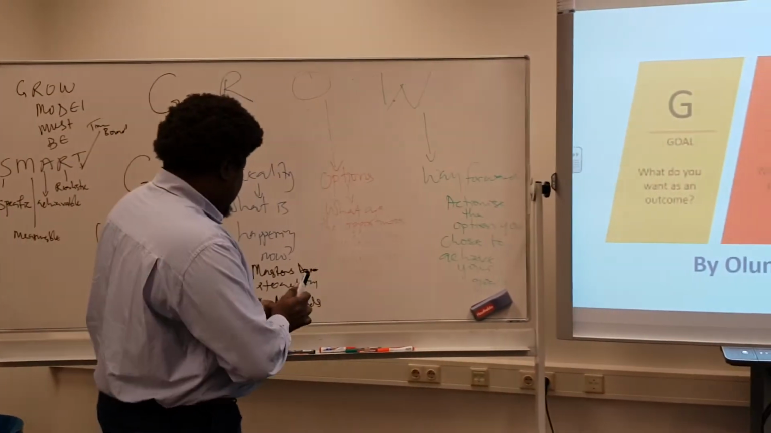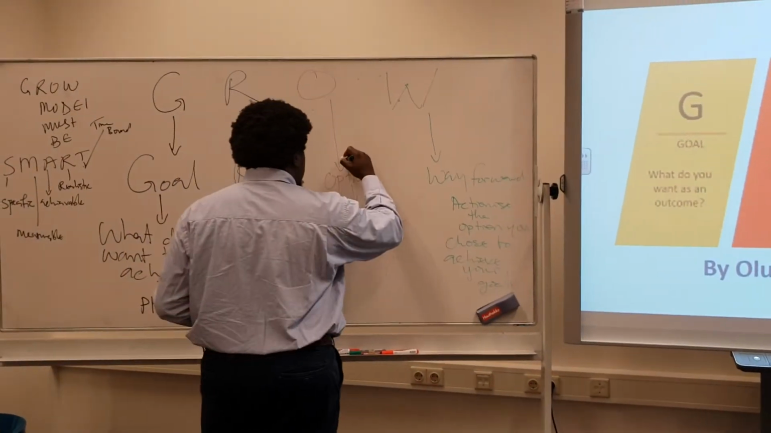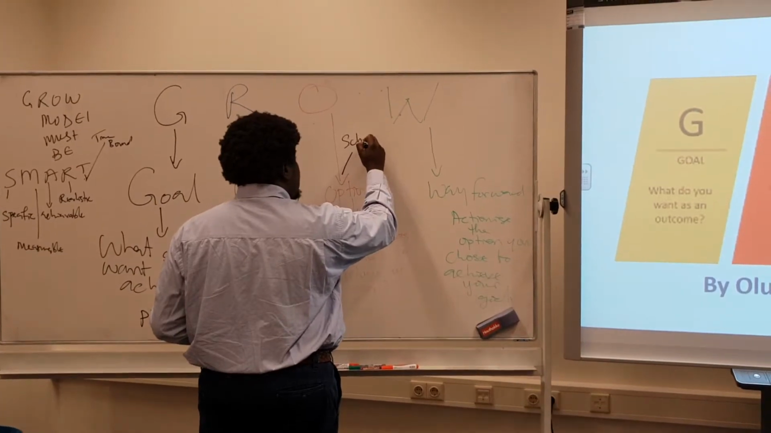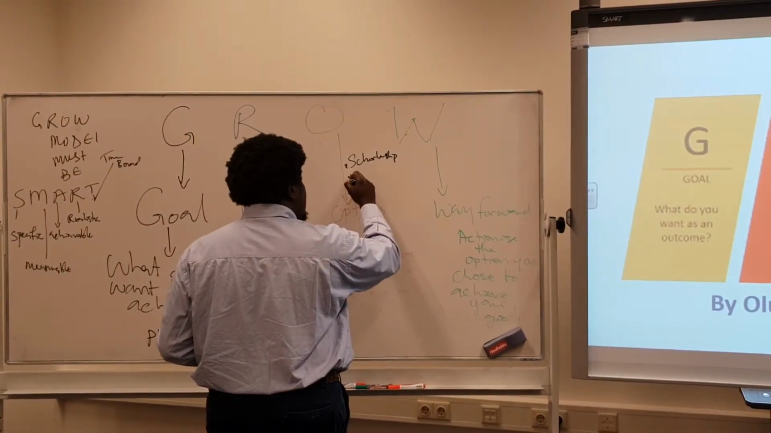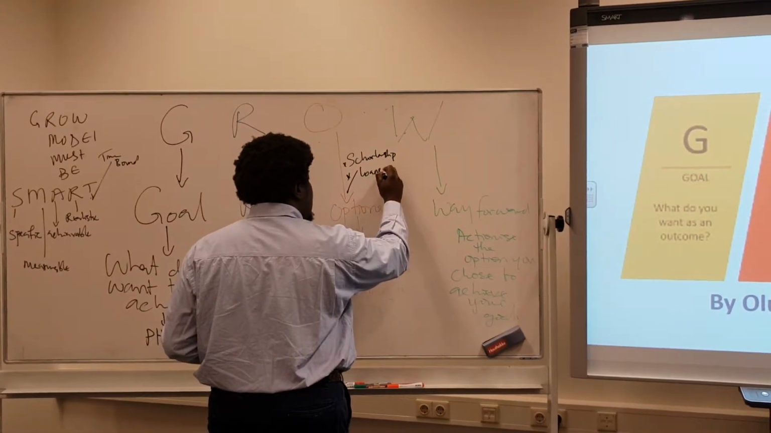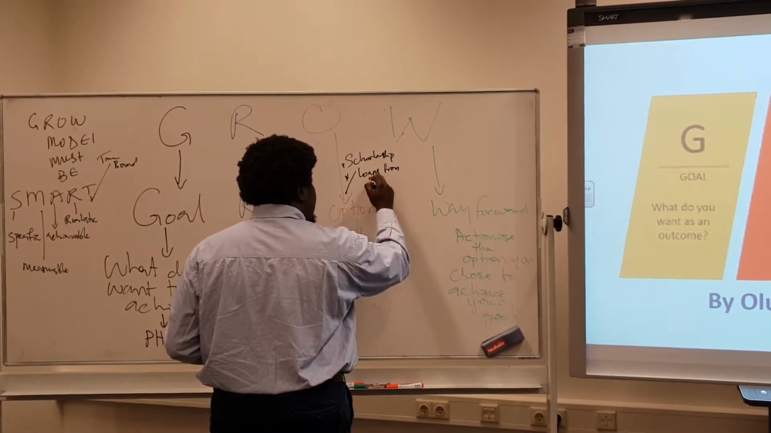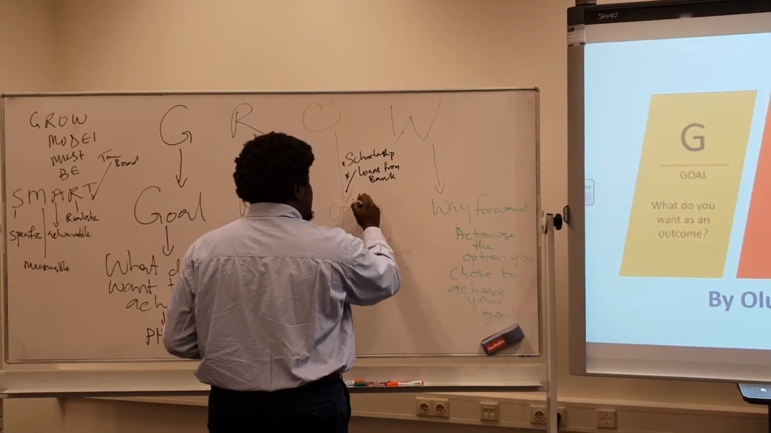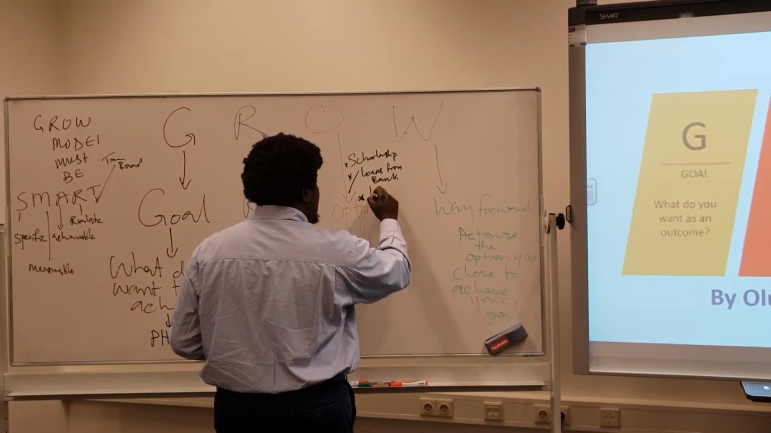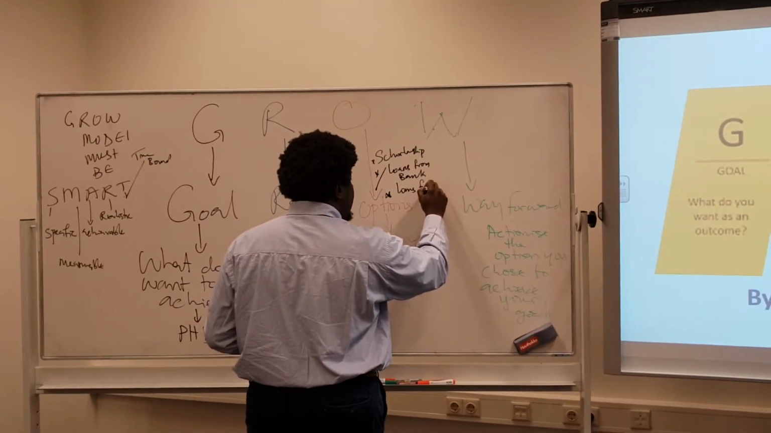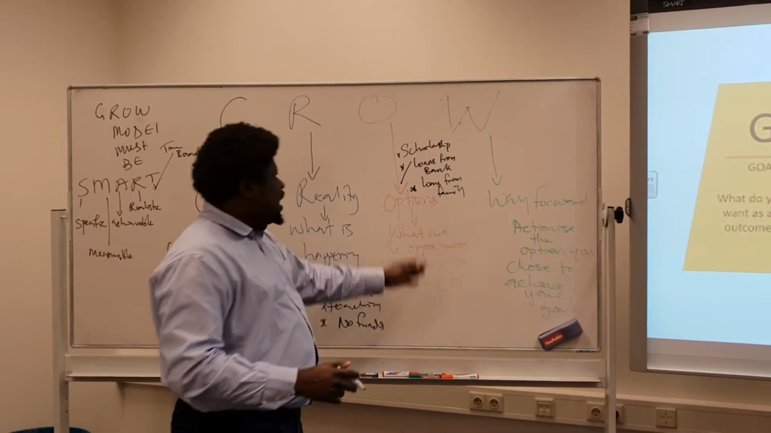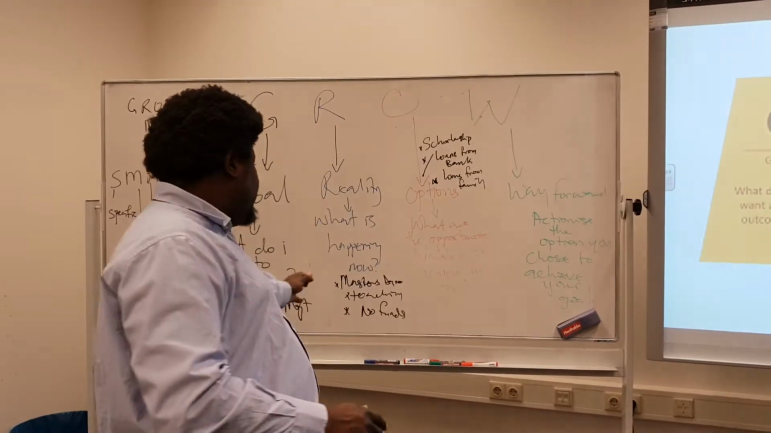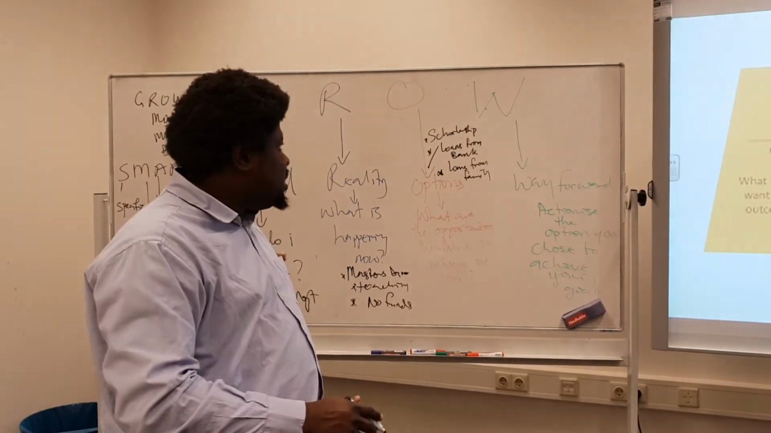Options could be scholarship. Options could be a loan from a bank. The third option could be loans from family. So these are the different options for Victor to go on his PhD degree.